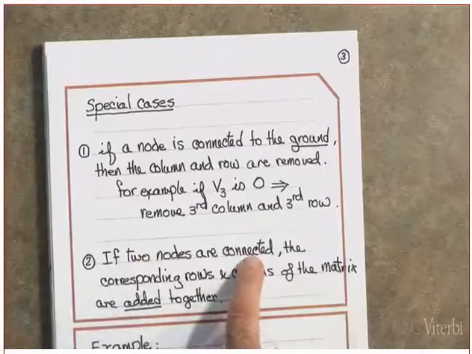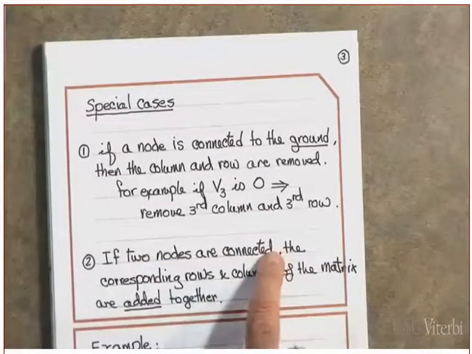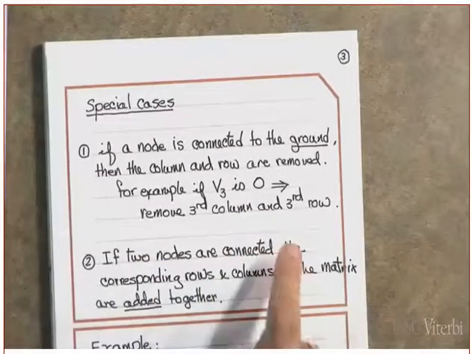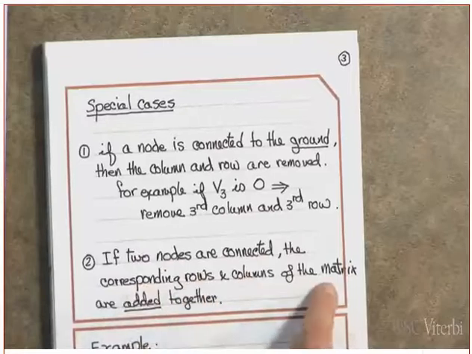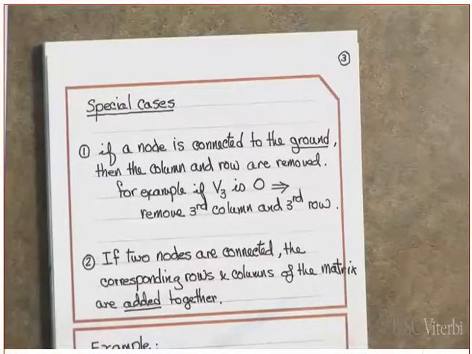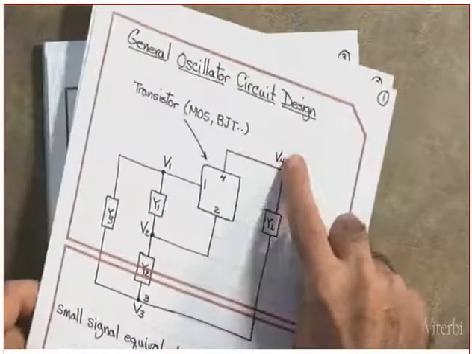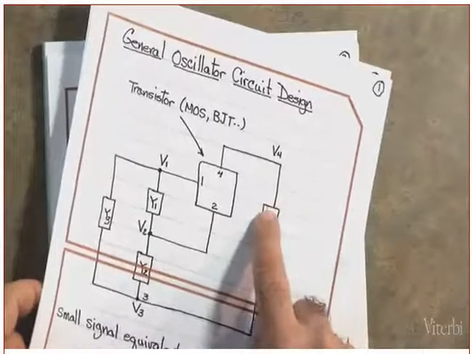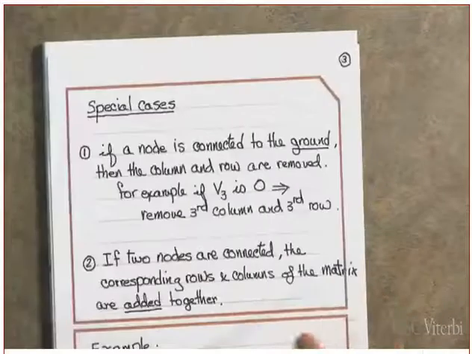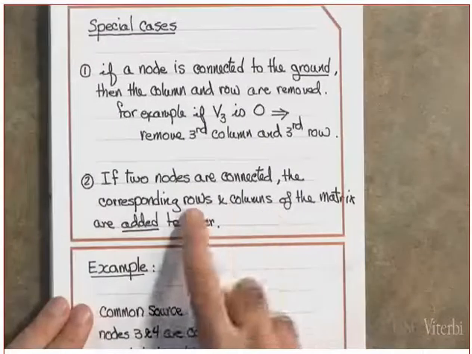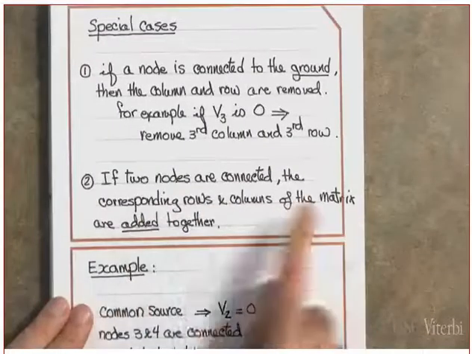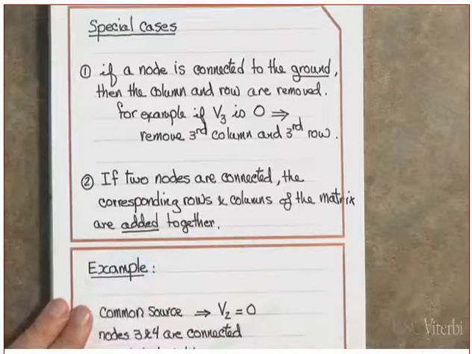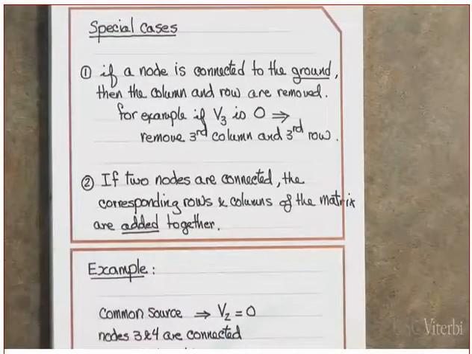If 2 nodes are connected, connected means the same point, then the corresponding rows and columns of the matrix are added together. Did you get my point or not? In other words, let's assume this point and this point are connected, which means this one is not there. Did you get this or not? This one and this one are connected. The corresponding rows and columns of the matrix are added together. Why? Because it's 2 points together. Did you get my point or not?